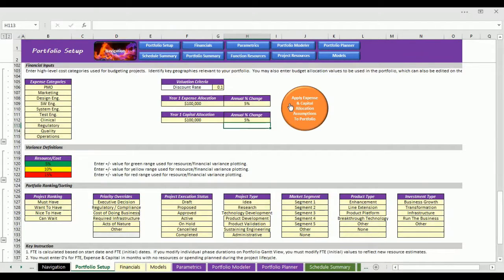Once your inputs are in place, simply apply expense and capital allocations assumptions to the entire portfolio.